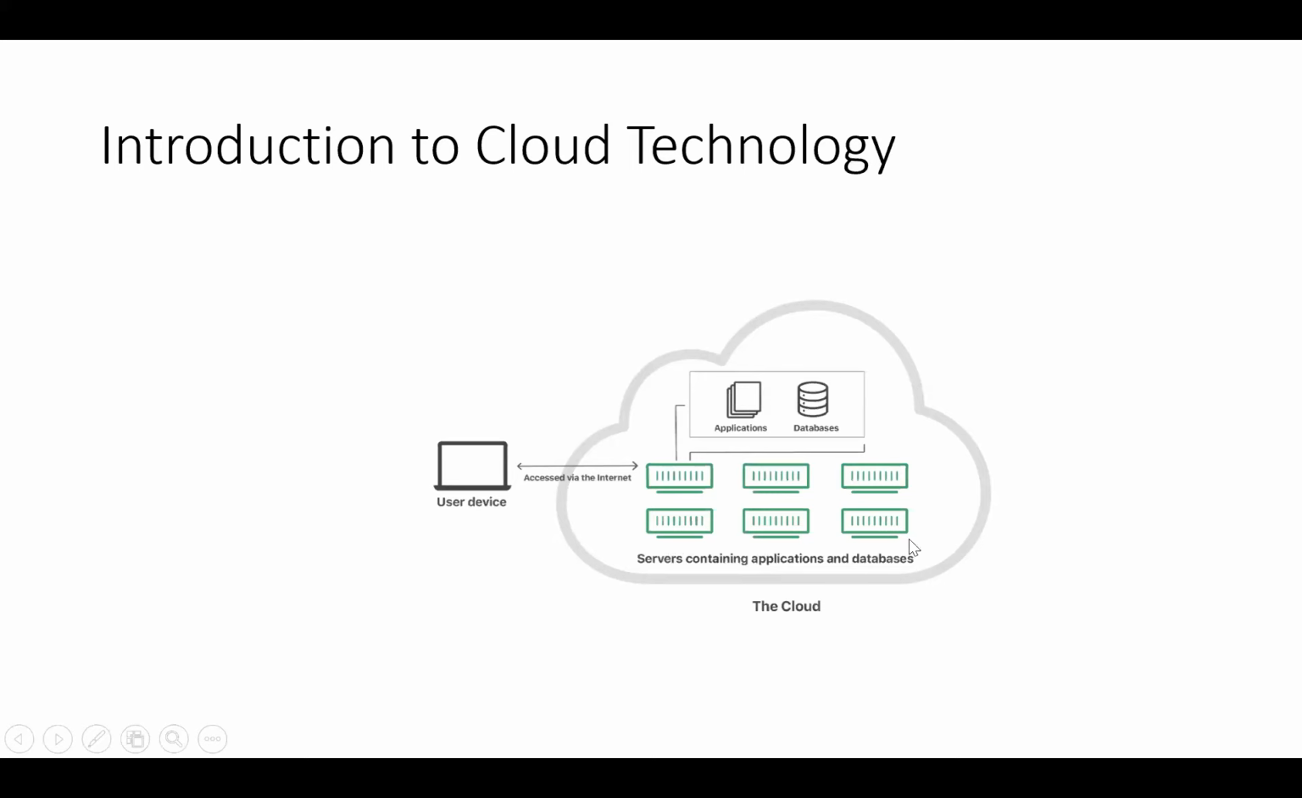Here you can see this is a cloud. You will have servers containing application and database. If you see the green boxes, these are all the physical machines. On that you will have applications installed and the database storage. Applications, whether it's Swiggy, Instagram, Facebook, whatever it is, these are all applications. For each application, data will be there. You have to store the data and utilize it again and again for your regular activities. So that data is stored in this database.